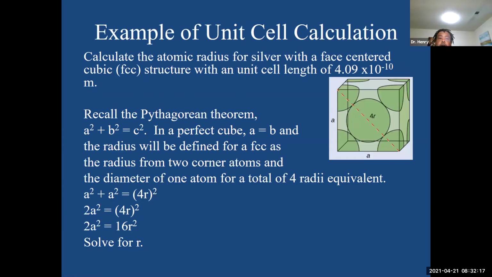Okay. So this is an example of how we would go about calculating, let's say, the atomic radius of the atom itself using the unit cell, okay? So in this case, we're assuming that we're working with silver. Silver is going to have a face center cube. And so it's going to look like this. And so this cube has a length.